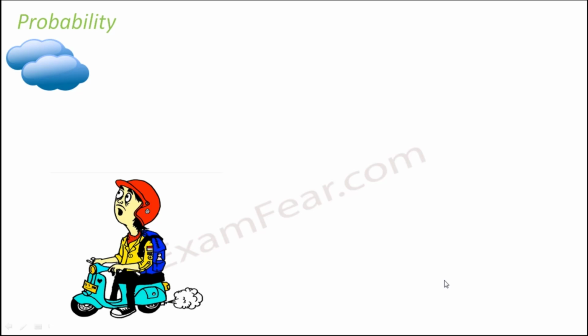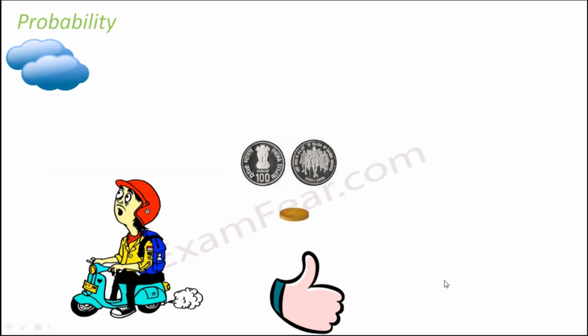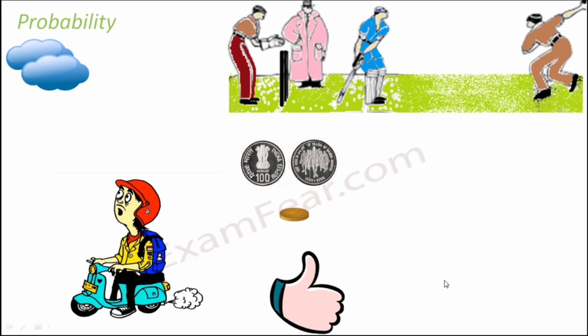This guy, when he is traveling on his scooter, sees clouds in the sky. But he has doubts whether it will rain or not. He is not very sure that it will rain. He is also not sure that it will not rain. When you toss a coin, you are not sure whether it will be a head or a tail. You don't know. There are chances that it might be a head. There are equal chances that it might be a tail as well. So these are your possibilities. It might be a head, it might be a tail.